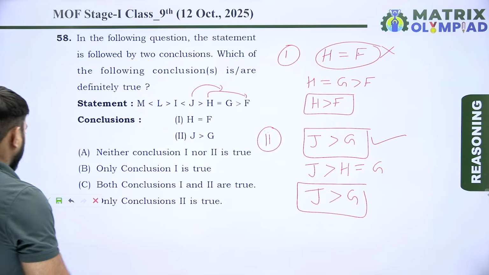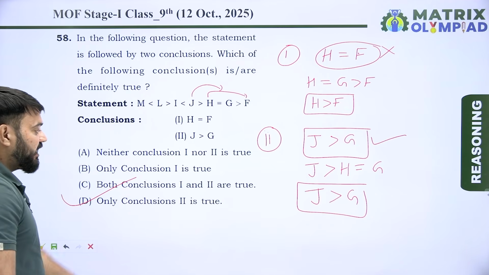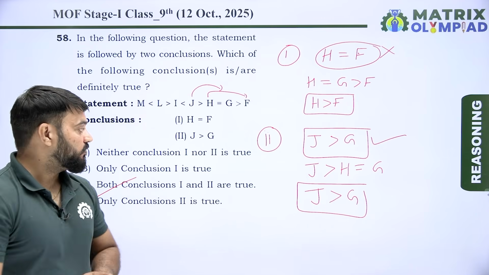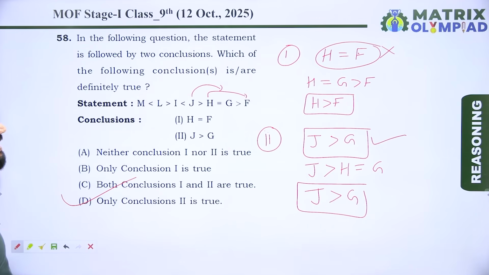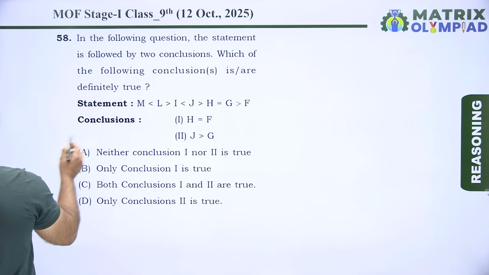So here option D, only conclusion second is true. So only one conclusion is definitely true. So here option D is the correct answer of this question. Let's move on to the next question.